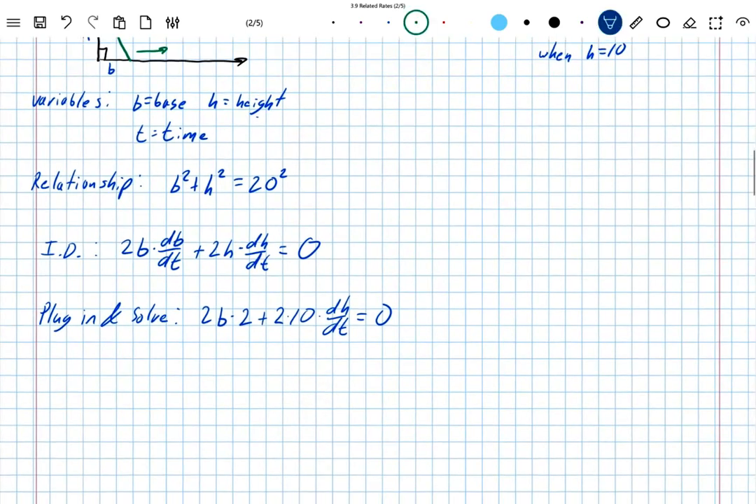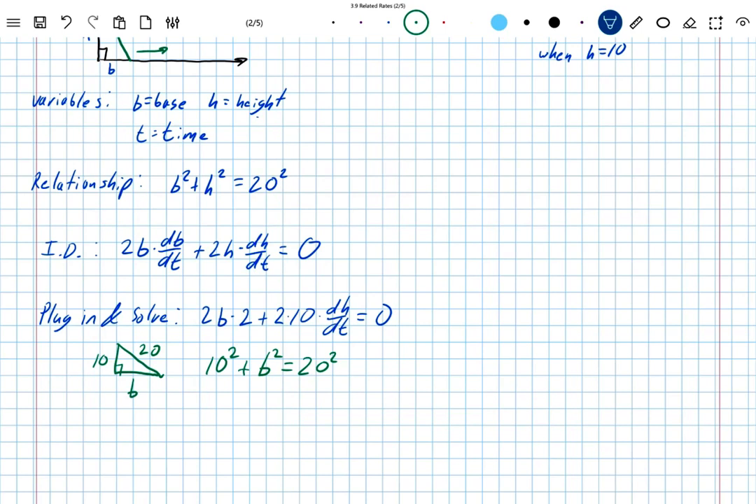Maybe you already thought of this, but I have this beautiful right triangle with a 20 here, and when h is 10, the question is, what is b? Oh yeah, we could go back and solve for that, because 10 squared plus b squared equals 20 squared. The hypotenuse is always the one by itself. So let's solve for b real quick.